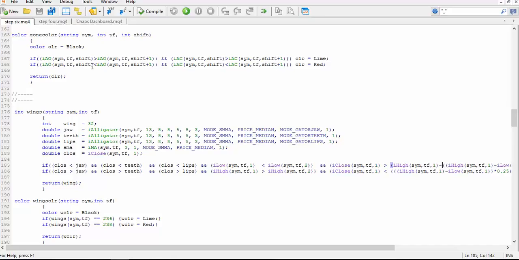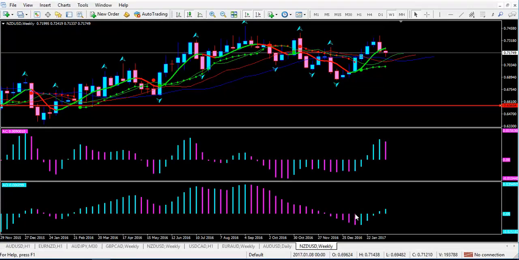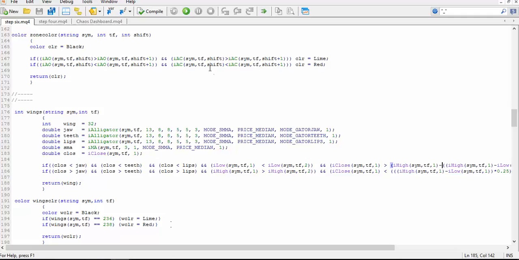If it's the opposite, if both of them are going down, then the color is red. If neither of those, if one is one color, like here, this one's red and that one's aqua, then the color will be black. By default, color is black. Return color. That's easy.